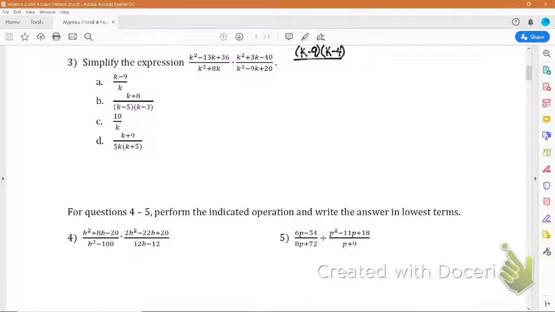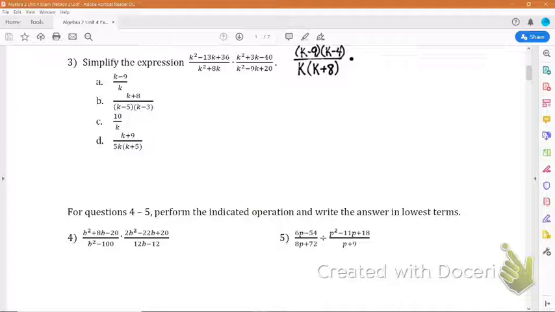For the denominator, you have two terms, but they share a greatest common factor. So the denominator has a k in common. If I factor a k out of k squared plus 8k, I have k plus 8 left. So that's my first fraction. Nothing cancels within it, but that's okay. We're going to keep going to our second fraction.